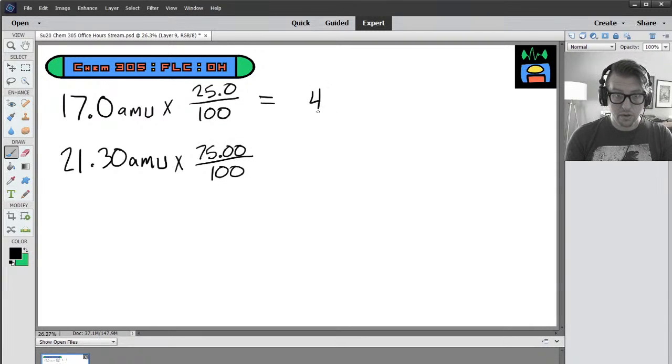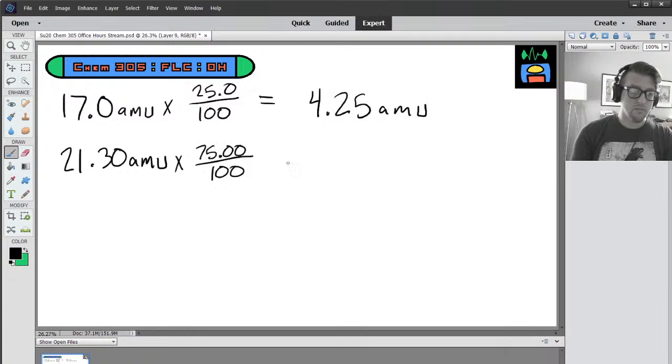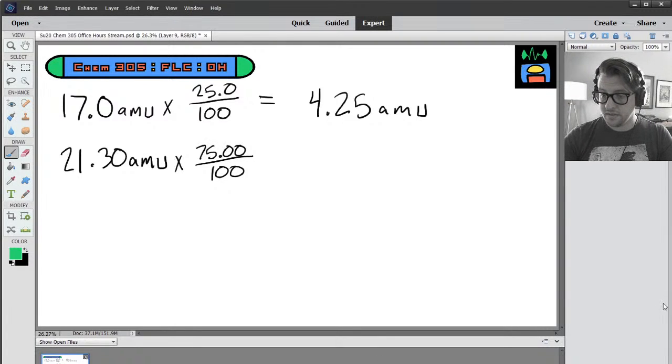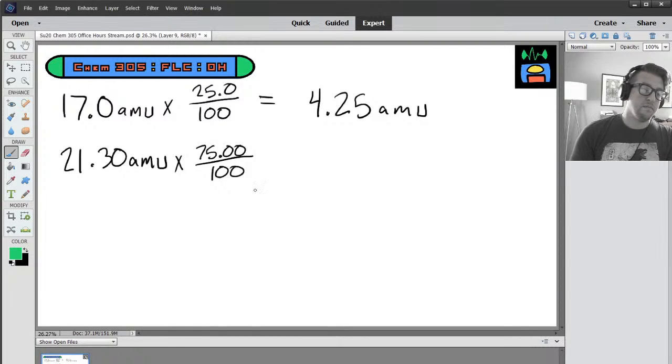comes out to be 4.25 AMU. When you look at the rules for significant figures, 17.0 has 3 significant digits. 25.0 has 3 significant digits. So 4.25 should have 3 significant digits, and it does. So we don't need to add zeros. We don't need to round. Well, we save rounding to the end, but I'm putting 3 lines here to remind myself that that number does indeed have 3 significant digits.